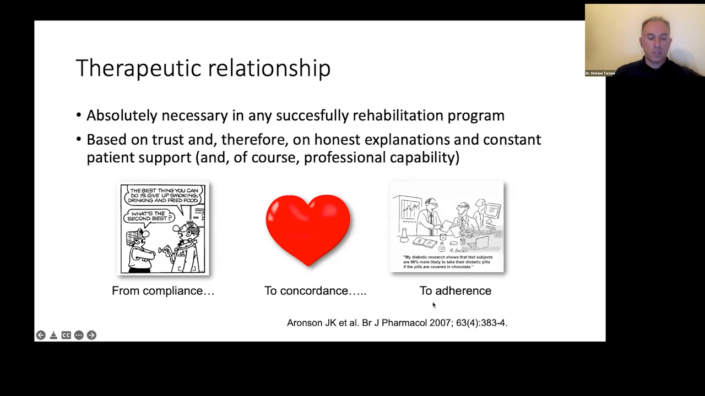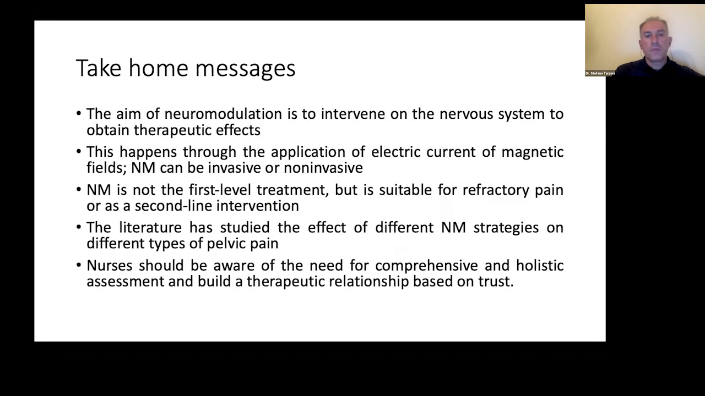Without this concept, without these goals, we are going basically nowhere. Take-home messages. The aim of neuromodulation is to intervene on the nervous system to obtain therapeutic effects. This happens through the application of electric currents, invasively or non-invasively. It's hardly ever the first level treatment, but it's suitable for refractory pain or a second line intervention or an adjuvant intervention.